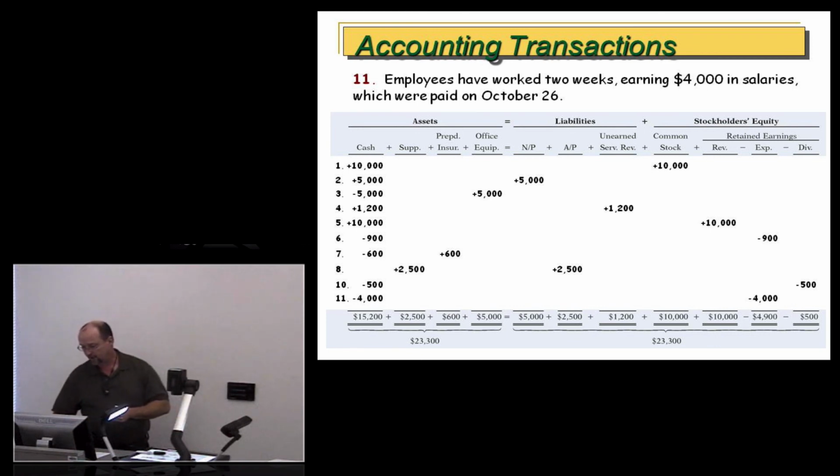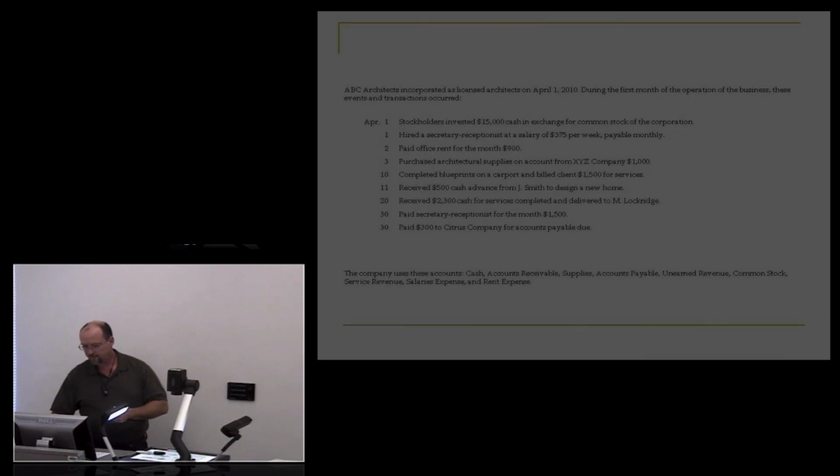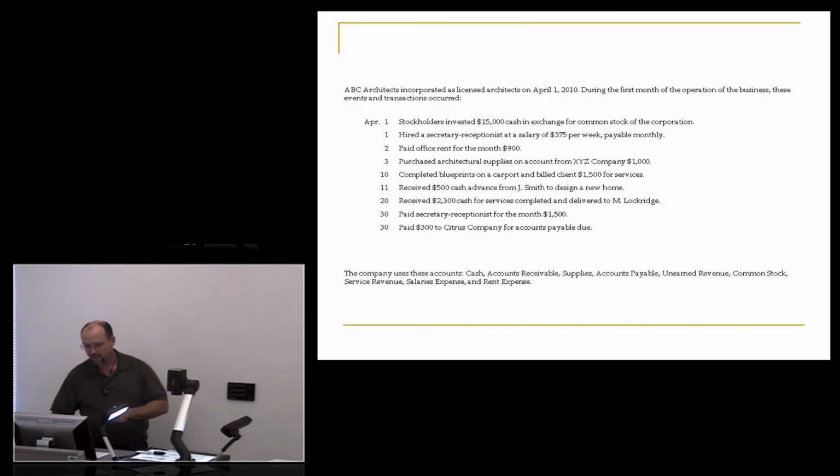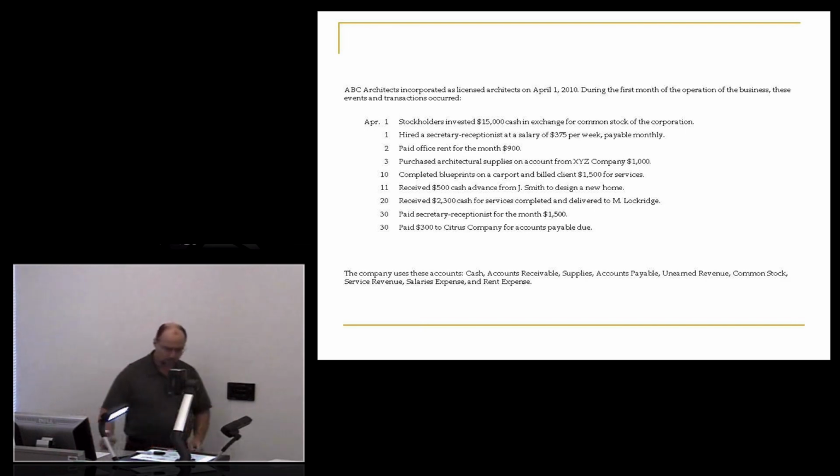Okay, so I'm going to get to the current slide. Okay, I hope you can read this. I'll hit the zoom in a couple of times. And it says, ABC Architects Incorporated as licensed architects on April 1st, 2010. During the first month of operations of the business, these events and transactions occurred. So what we're going to do is record all these journal entries, and once we're done recording the journal entries, we're going to post them to the T accounts in the ledger. Okay, so I'm going to go back to the board here.